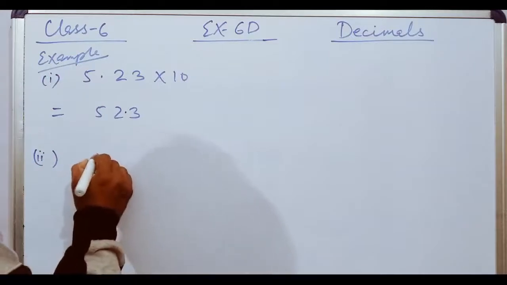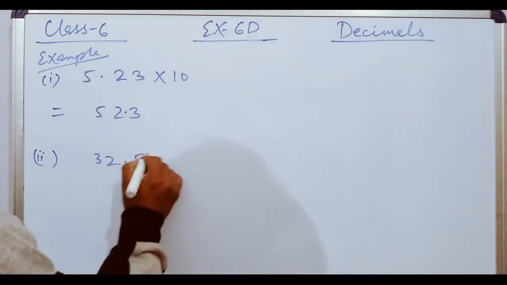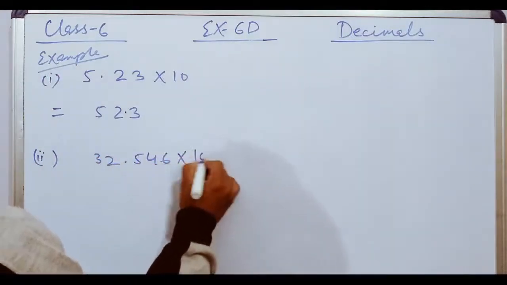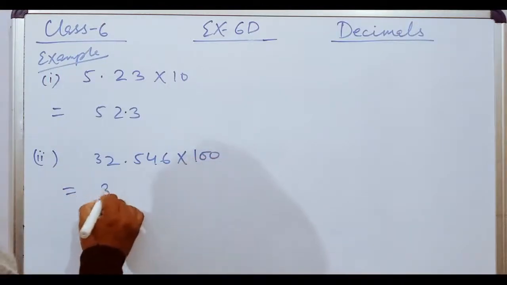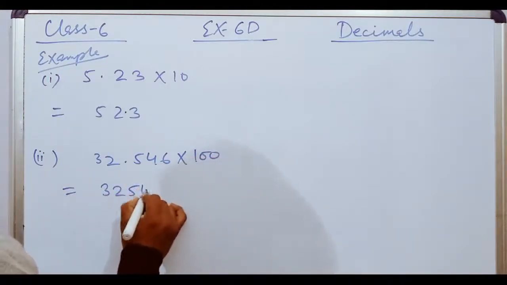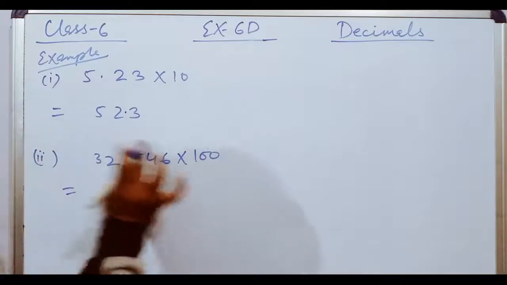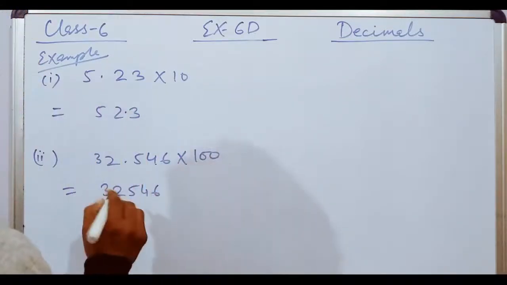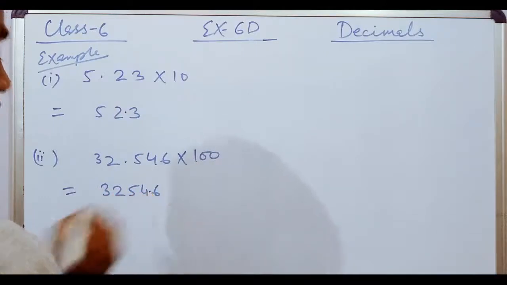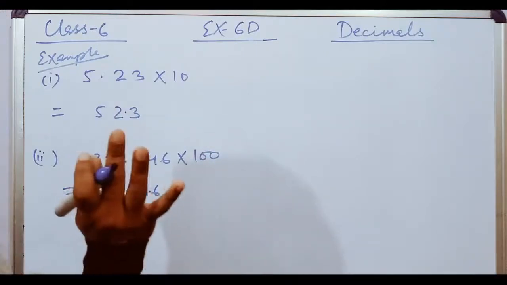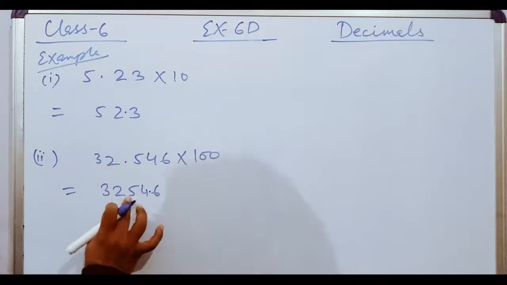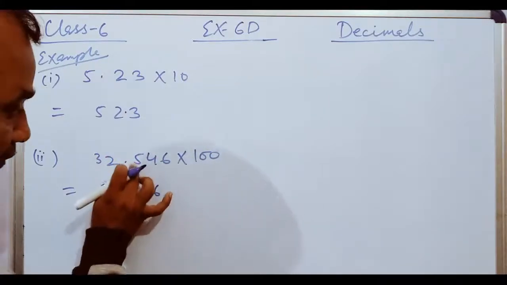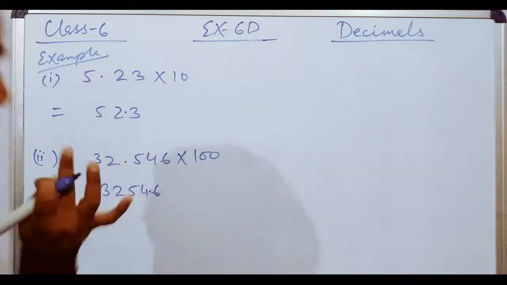Second example, 32.546 into 100. You write down 32.546. Then we are multiplying by 100, which has two 0s. So here you have to put the decimal after two digits on the right side. Okay, dear students, count 1, 2 here and put the decimal.